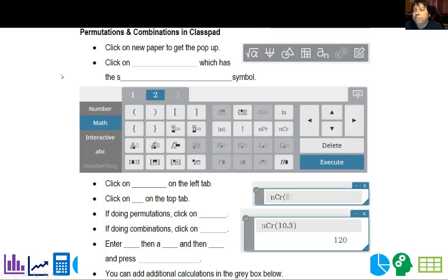Now, you can also do this on ClassPad if you don't have access to a TI at home when you're trying to work on problems. So if you go to ClassPad.net, you click on a new paper to get the pop-up. And instead, we've been clicking on data, but today we're going to click on calculate, which is the square root symbol here. Then we're going to get a big dialog box, or another pop-up. It's going to default to number, but we actually want to be on math. So make sure you click on that first.